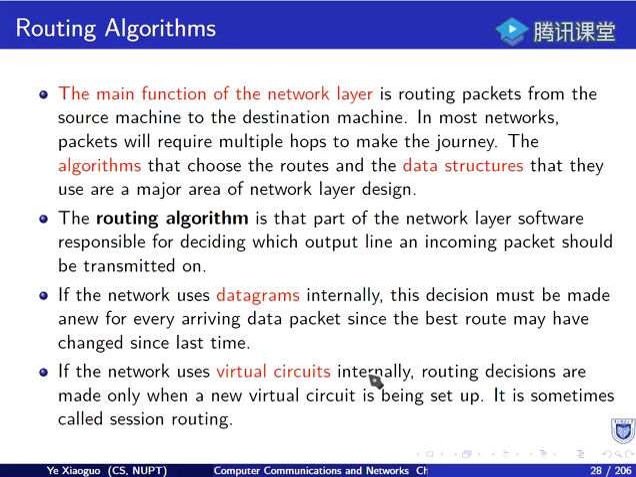The algorithms that choose the routes and the data structures that they use are a major area of network layer design. The routing algorithm is that part of the network layer software responsible for deciding which output line an incoming packet should be transmitted on.